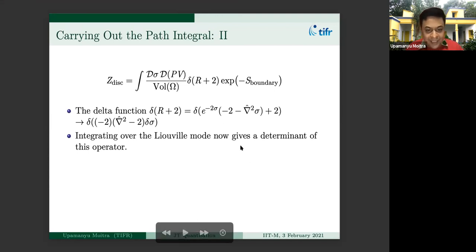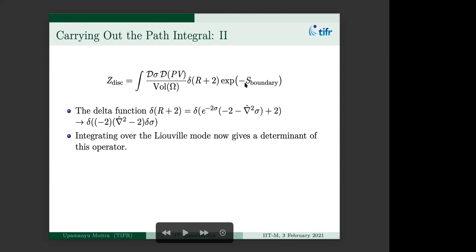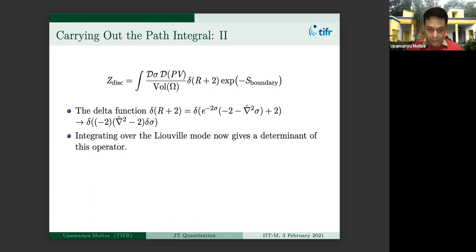So now we have this Liouville mode and the diffeomorphisms left to integrate over with the delta function constant. And now, because we have already carried out the dilaton path integral, the bulk term goes away, and even in the action, we simply have to deal with the boundary Schwarzian action. So let us now carry out the Liouville mode path integral.